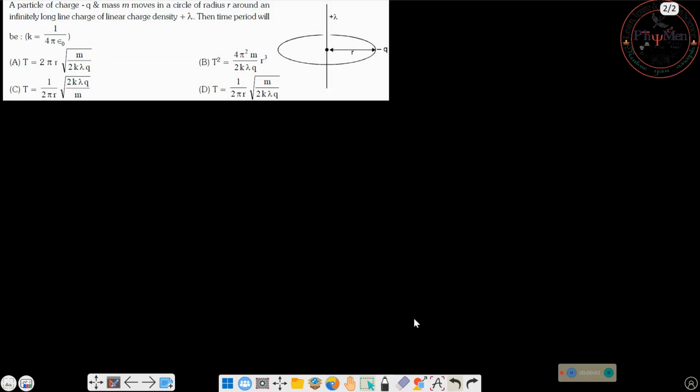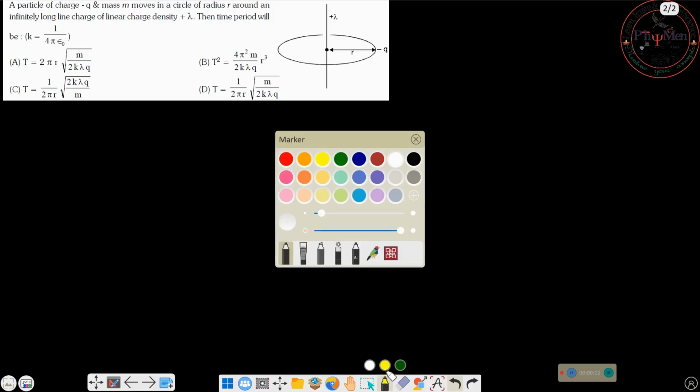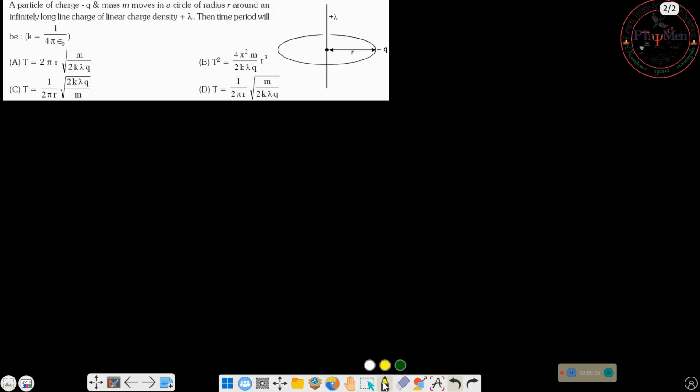Hello students. Today I'm going to discuss another problem on electrostatics. According to the question, a particle of charge minus q and mass m moves in a circle of radius r around an infinitely long line charge of linear charge density plus lambda. Then the time period will be? Okay, so we have a linear charge density lambda of this infinitely long line charge.